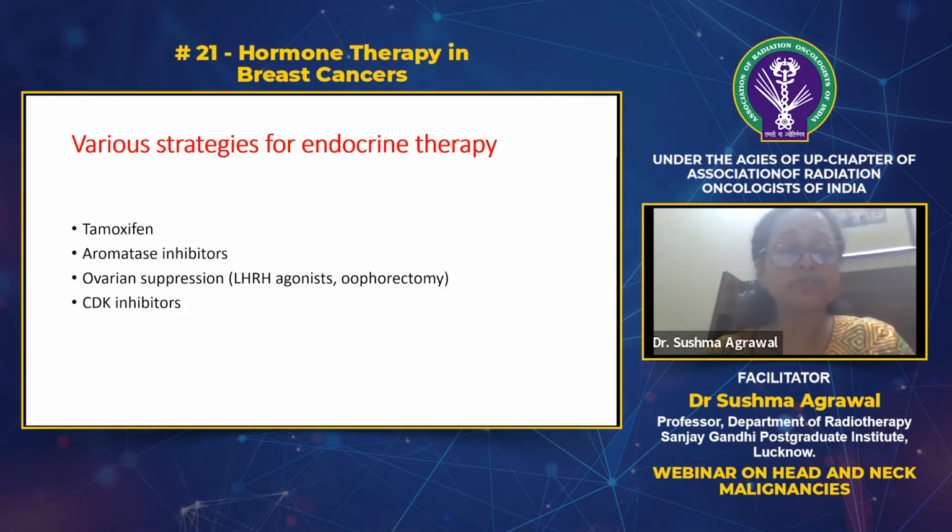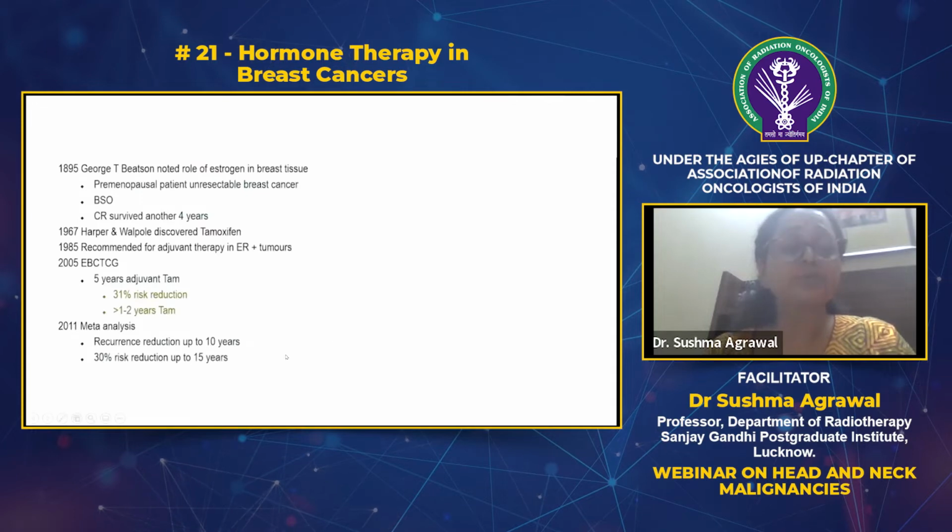Tamoxifen was discovered in 1967. It took 15 years for its approval in ER-positive tumors. Its results were published in 2005 by the Early Breast Cancer Trialist Group, and they found that 5 years of tamoxifen gives 31% reduction in the risk of recurrence. And in 2011, they saw that the risk reduction was seen even up to 10 years. Means if you give 5 years, the benefit is carried up to 10 years. And this is a phenomenon which is not seen in all the drugs.